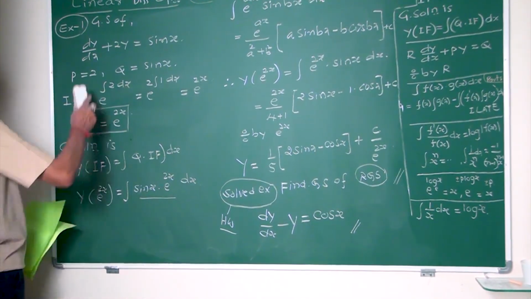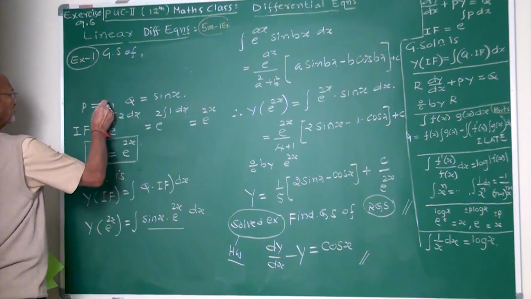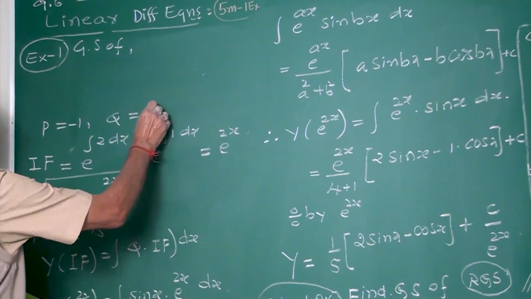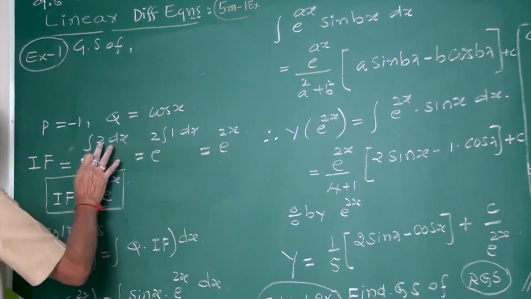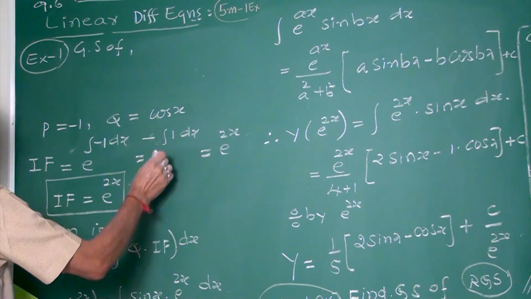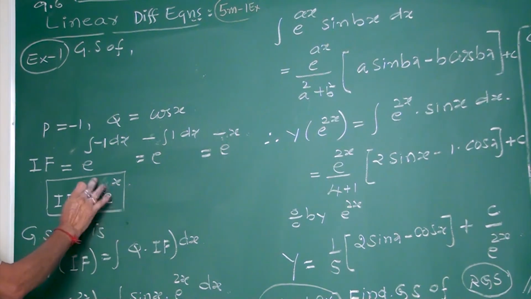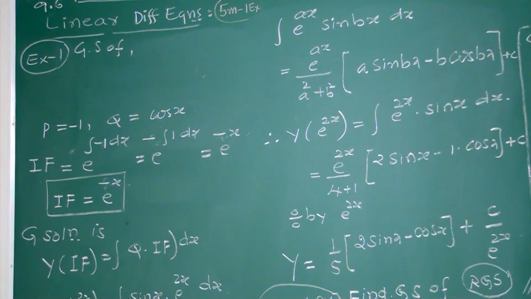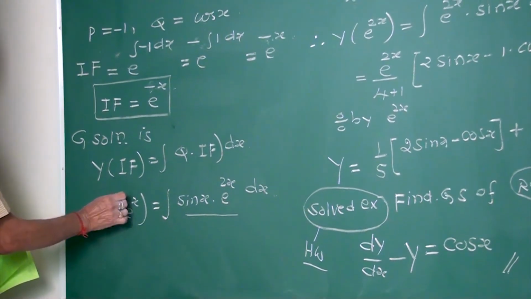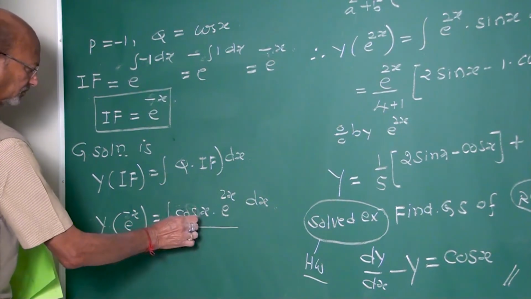What is your P here, my friend? P is minus 1. What is Q? Q is cos x. Integrating factor is e to the power integral of minus 1, which is e to the power minus x. Therefore, the integrating factor is e to the power minus x. Same, this is minus x, and this is cos x, minus x.